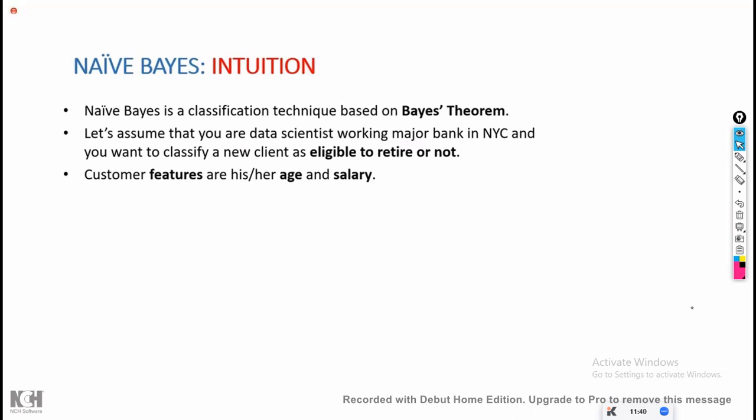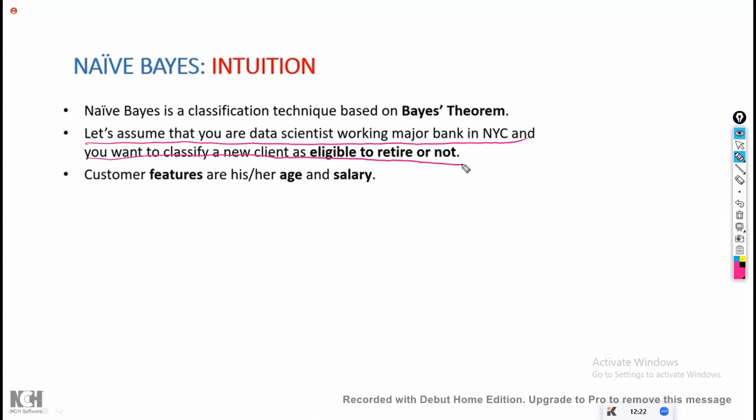Because now you can understand its importance very clearly. By understanding this algorithm along with the application of Naive Bayes, you will get more clarity on when to use it. Naive Bayes is a classification technique that works on the Bayes theorem; to the Bayes theorem, we add the Naive. We will understand both clearly. Let us assume you are a data scientist working at a major bank in New York City and want to classify whether a client is eligible to retire or not.